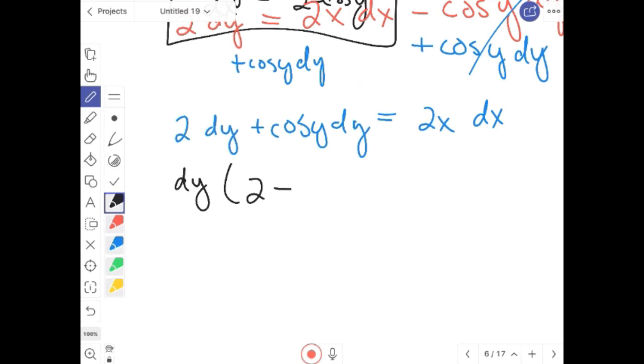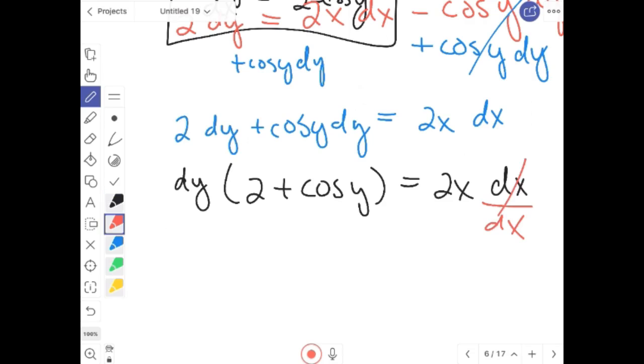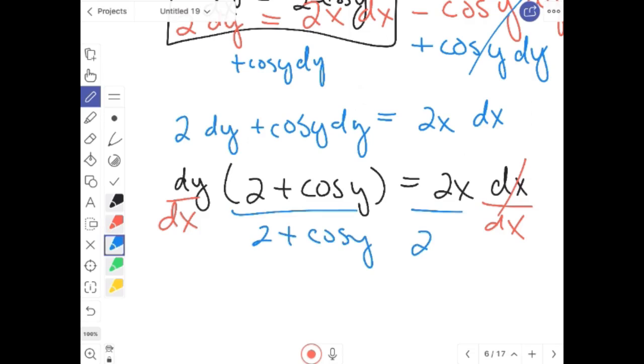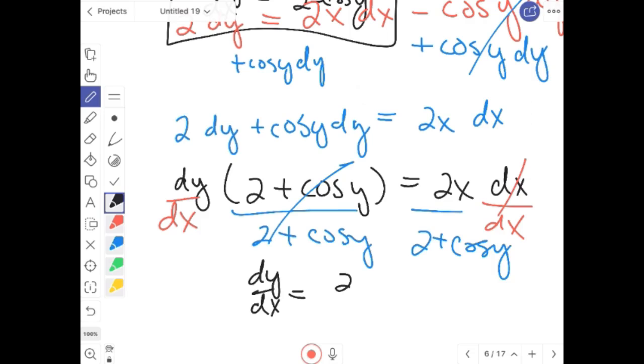So 2 minus cosine of y equals 2x dx. And then from here I would divide by dx and divide by 2 minus cosine y. So we get the same thing as we got before. dy/dx equals 2x over 2 minus cosine of y.